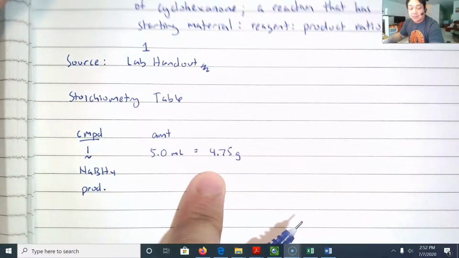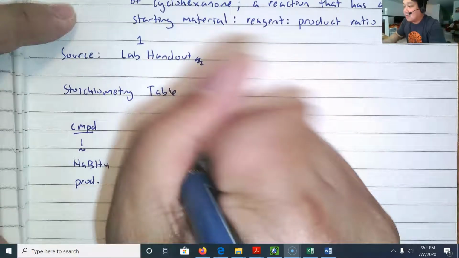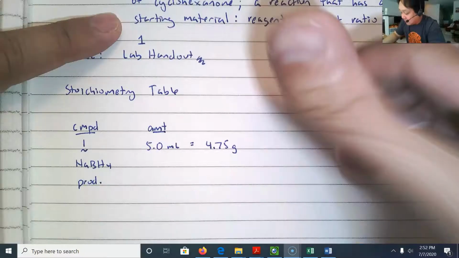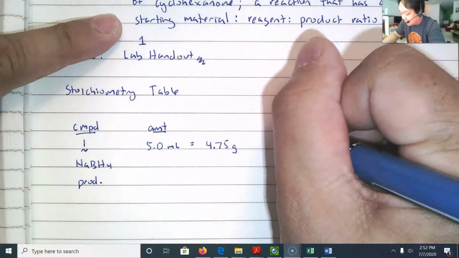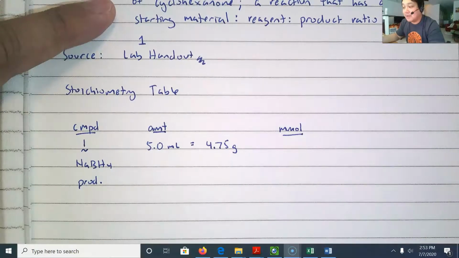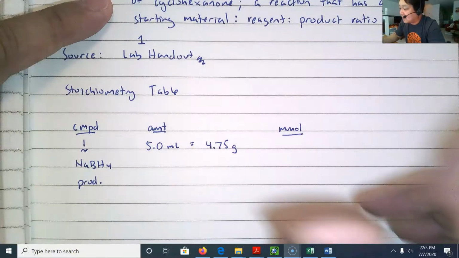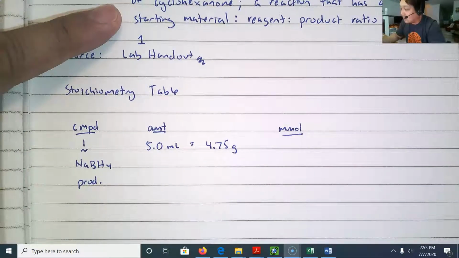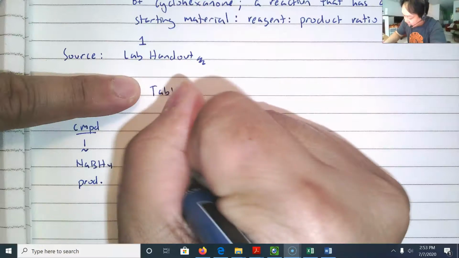Okay, I got 4.75 grams. Okay, that's an amount. I wanted this in grams because later on, in the next column, we're going to figure out millimoles. Okay, not moles, but millimoles, and we'll see that in just a bit. The sodium borohydride is 1.0 grams.